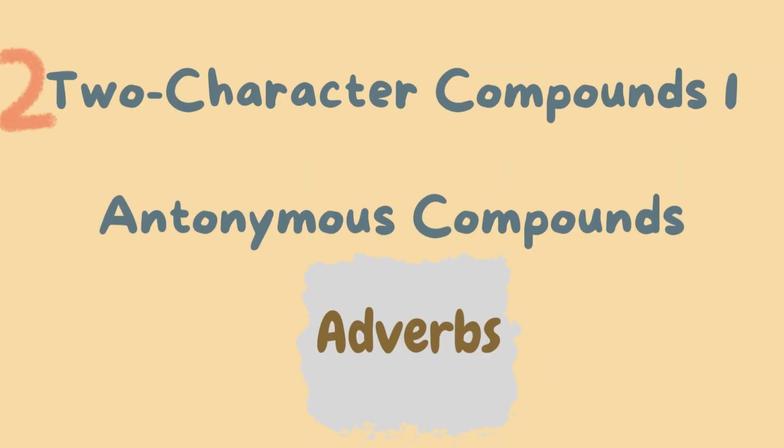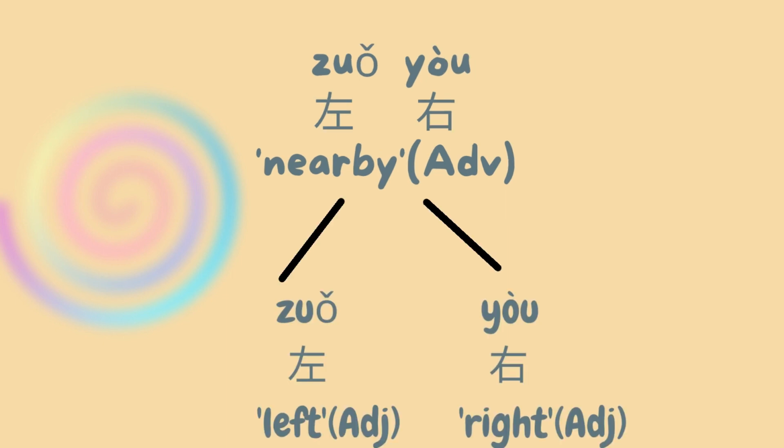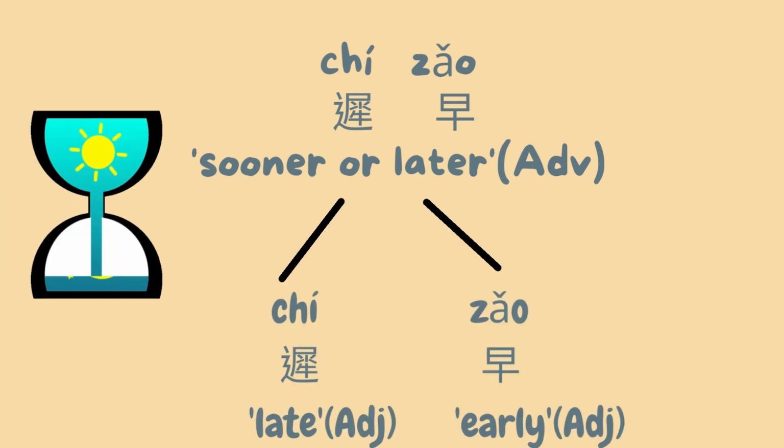In the final section of this part, we're talking about adverbs. The first example is 左右, nearby. In the section talking about verbs, we have looked at 左右, which means to affect, a verb. However, 左右 can also be used as an adverb. The constituent characters 左, left, an adjective, and 右, right, an adjective, are antonymous. The meaning of the word they form is the combination of the two characters that make it up. Nearby, an adverb.